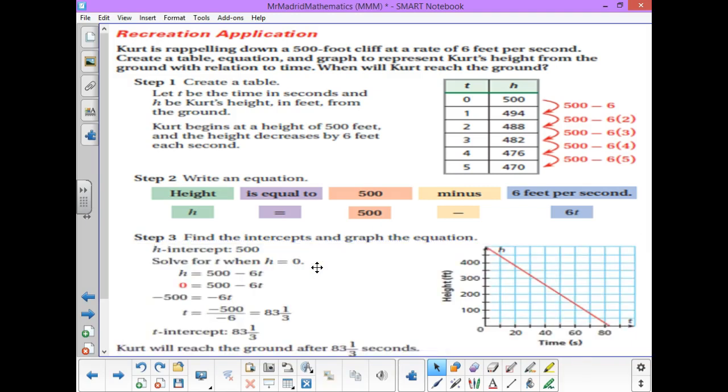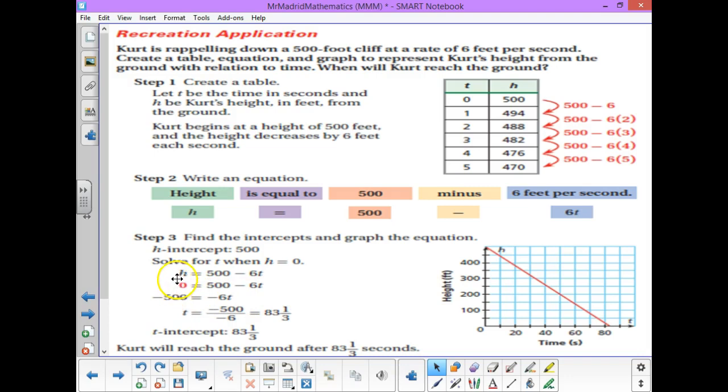Now we do know that we're calling it the h-intercept here, or the y-intercept, is 500, because that is the initial height. Now what we're going to do is try and find this other intercept here. So basically, when the height is 0, when he's officially on the ground, what is that time t?